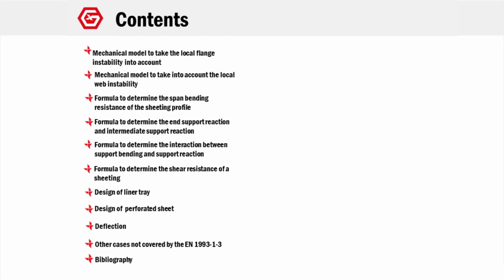We will study also the liner tray and the perforated sheet. We will see how to deal with the deflection criteria that are defined in the Eurocode. We will see all the cases that are not already covered by the Eurocode, and for these profiles, it will be necessary for you to go to the 9 over E lectures to study these specific profiles.